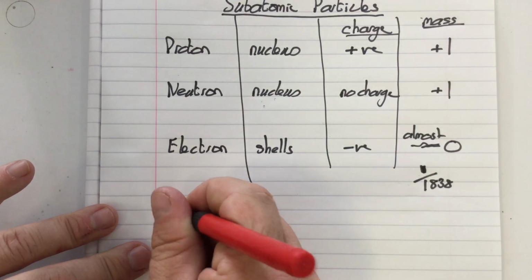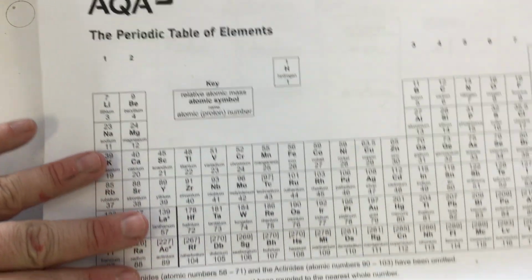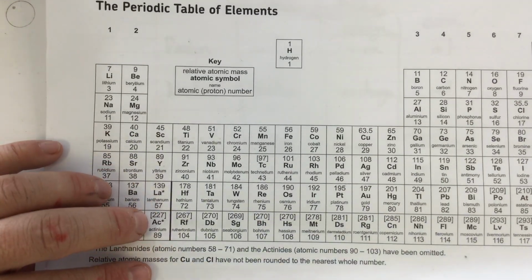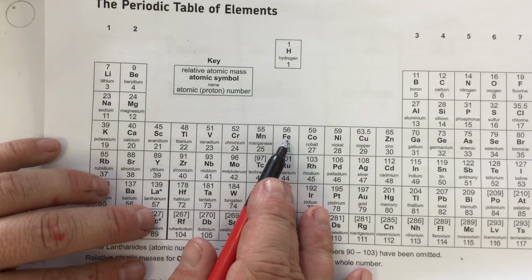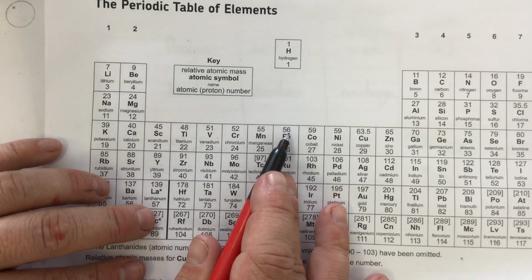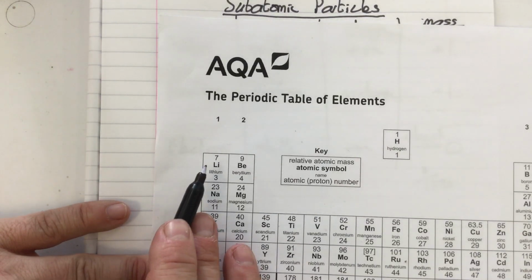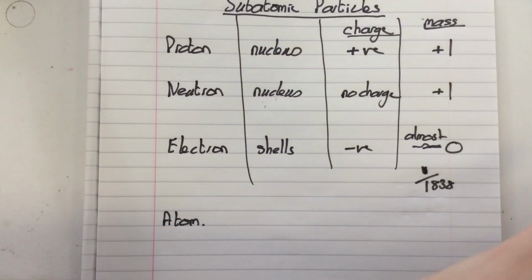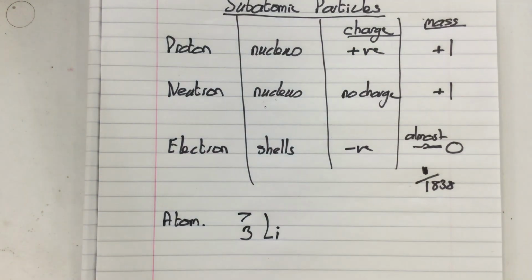Okay, so if we look at an atom, on your periodic table that you get given in the exam, this shows all of the different atoms. If we look at the element iron, then iron contains just iron atoms, and each iron atom has an atomic number of 26 and a mass number of 56. If we choose an atom, say lithium, lithium's got a 7 and a 3. So we need to work out how many protons, neutrons, and electrons there are in lithium.